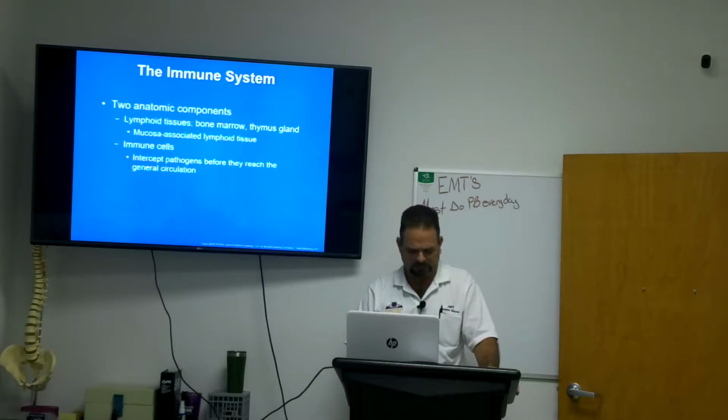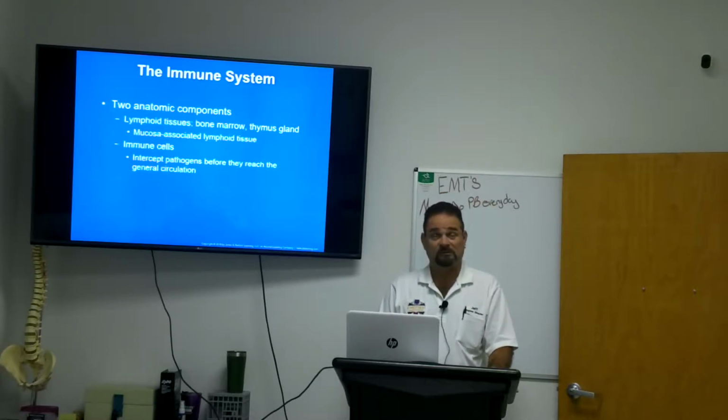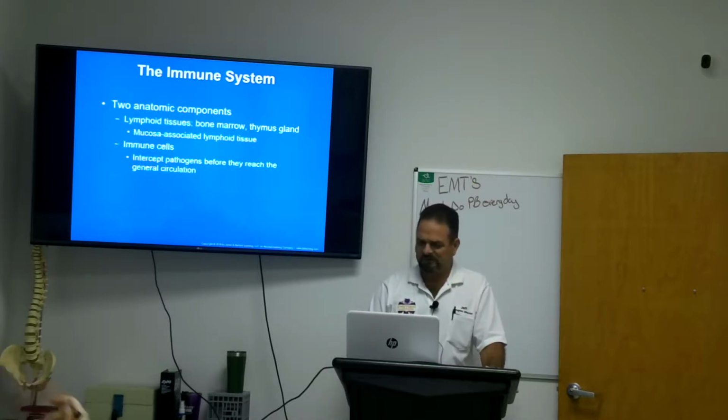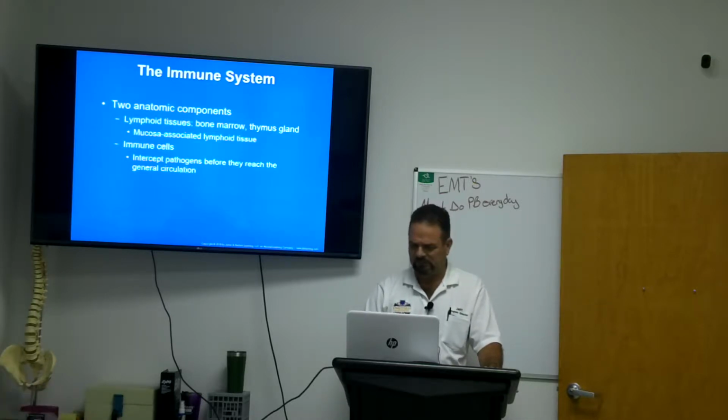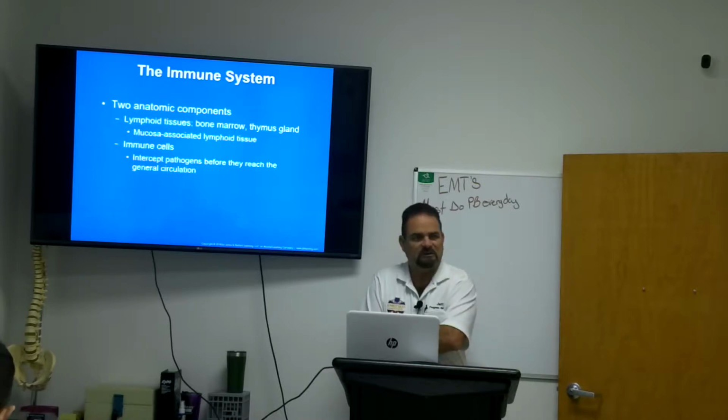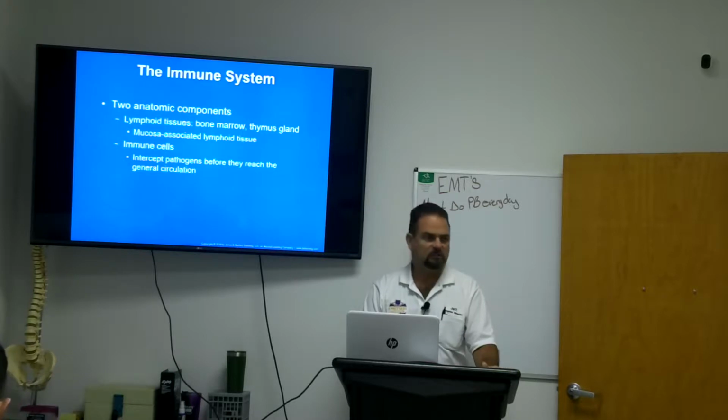The lymphoid tissues contain immune cells that are positioned to intercept pathogens before they reach the general circulation. And then there are clusters of lymphoid tissues associated with the skin and the respiratory, urinary, GI, and reproductive tracts. These are mucosa-associated lymphoid tissues. One of those things that we kind of take for granted that's a part of that is the tonsils. Gut-associated lymphoid tissues are under the inner lining of the esophagus and also the intestines.